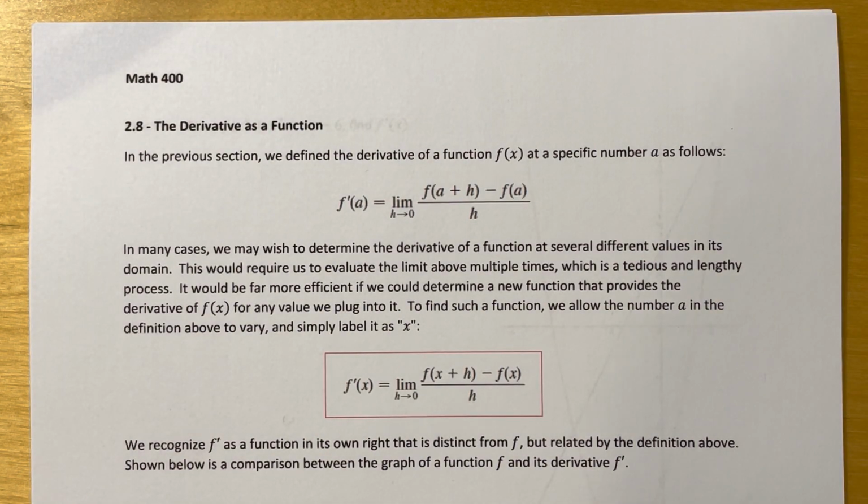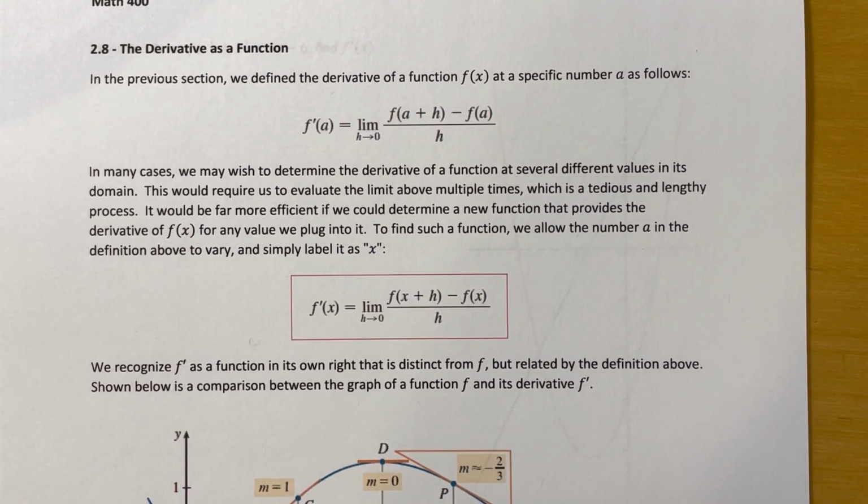Okay, so we're in section 2.8. This is the last section in chapter 2, and it's kind of a part B to what we talked about in 2.7. So in 2.7, we introduced the derivative and talked about its relationship to rates of change. And in this section, we're still working with that same idea, but we're defining the derivative as a function in its own right. And this is really the way we're going to be looking at derivatives throughout the rest of the course.